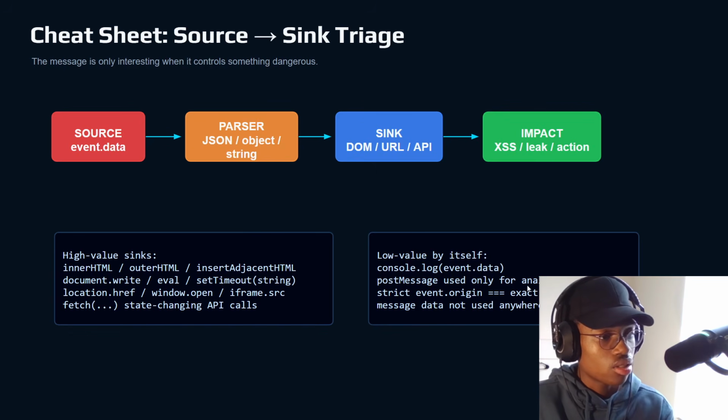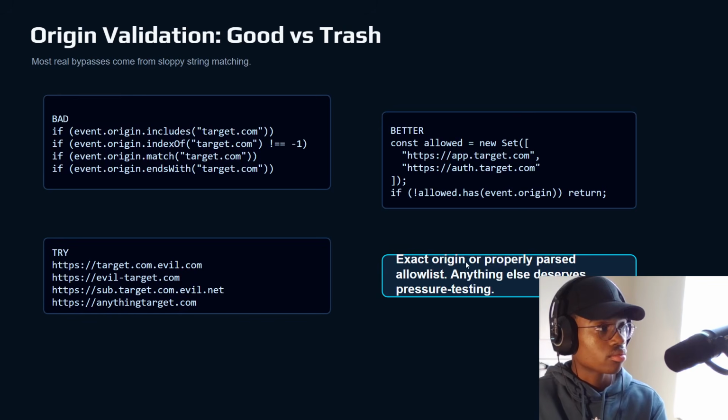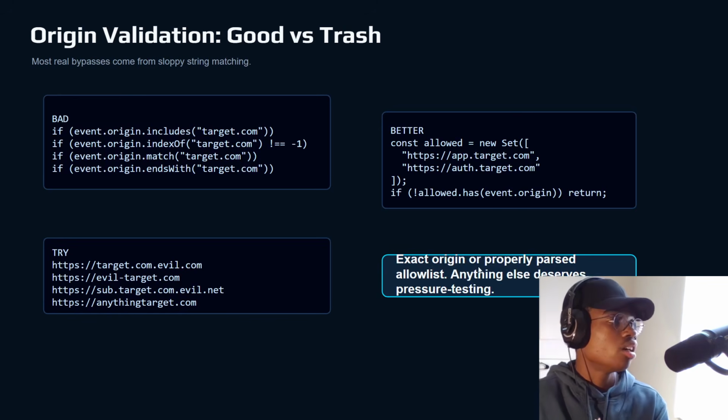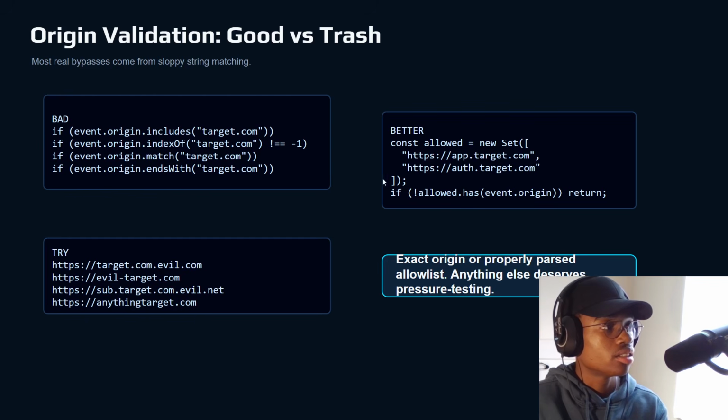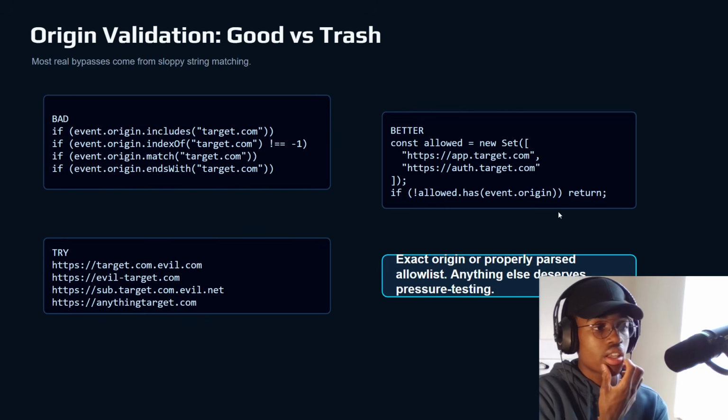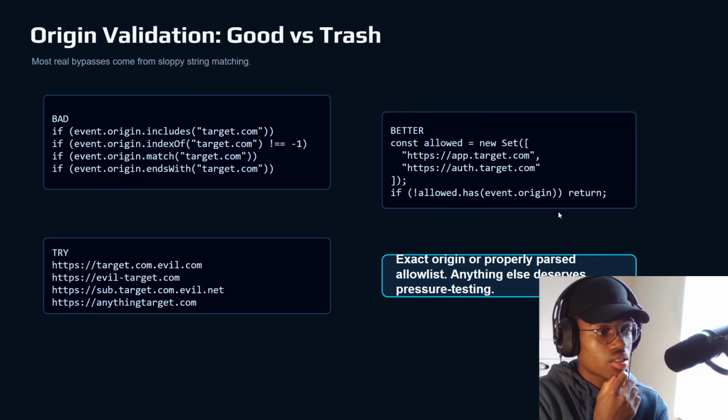So postMessage used only for analytics, pings, strict event.origin, exact trusted origin, message data not used anywhere meaningful. Origin validation, good versus bad. This is bad stuff. This is better. Most bypasses come from sloppy string matching. Okay, better: const allowed = new Set; if allowed has origin, return. Exact origin or properly parsed allow list. Anything else deserves pressure testing.